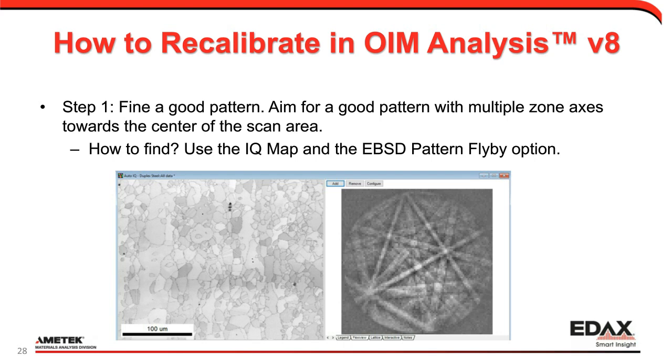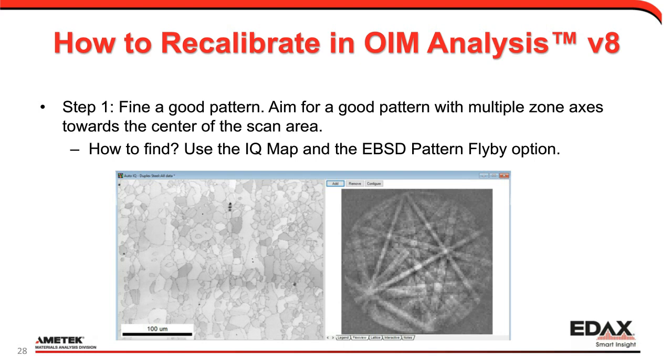So my step one is basically to use that EBSD pattern flyby to find a good pattern. The way I usually do that is I use the IQ map. The IQ map is basically understanding our band contrast. Often it has orientation effects in it. So if I can find a bright spot on my IQ map, that's usually where my best patterns are. So I go to the IQ map, open up the EBSD pattern flyby option, select it, and then click on it, and it's going to open up the next window.